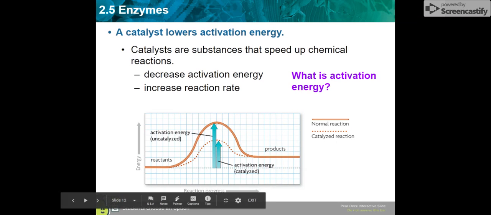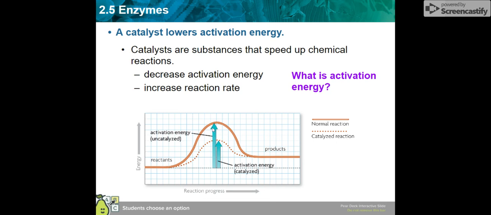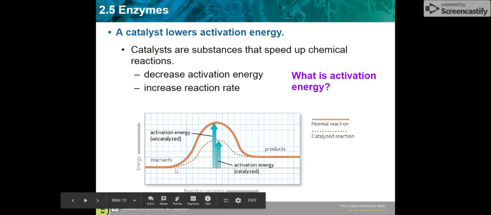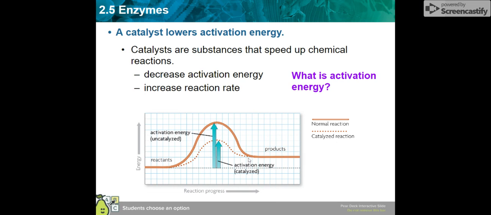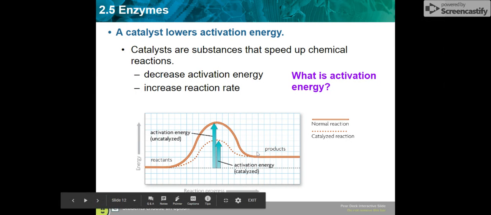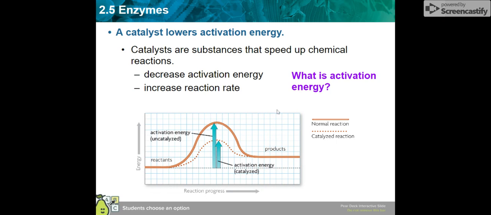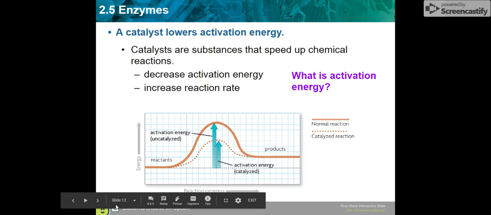You can see that in this graph here. The initial reaction, the solid line, is much higher. That hill for activation energy is much higher than the dotted line at the bottom, which is with the catalyst. Okay, so overall the reaction would be able to happen quicker and decrease the amount of activation energy needed in order for the reaction to occur.